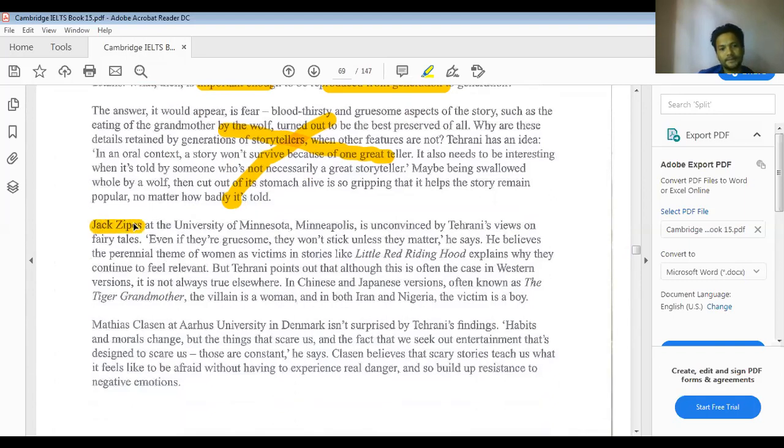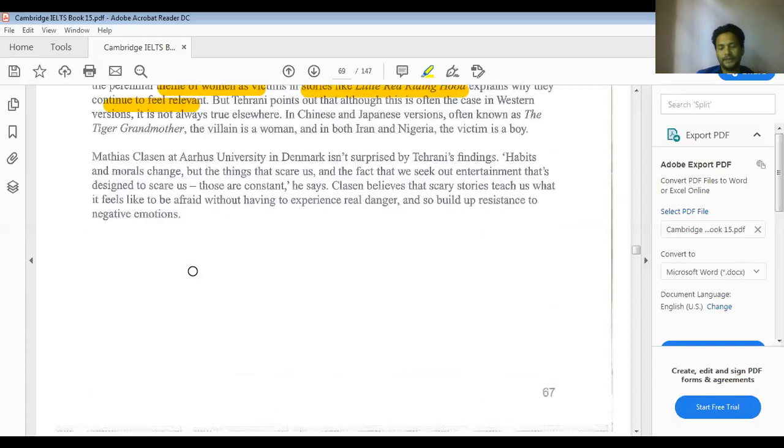Jack Zipes at the University of Minnesota is unconvinced. He is not convinced by Tehrani's views on fairy tales. Why? Even if they are gruesome, they won't stick unless they matter, he says. He believes the perennial theme of women as victims in stories like Little Red Riding Hood explains why they continue and feel relevant.